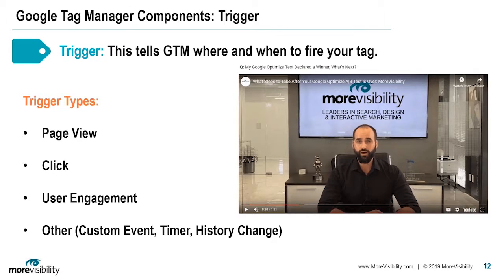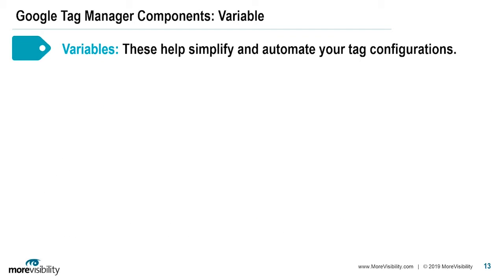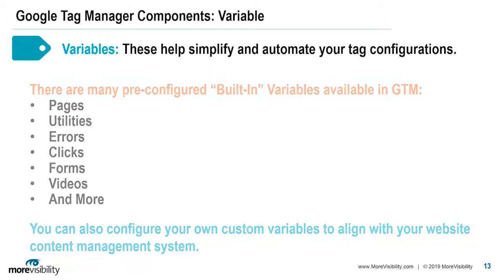Now let's talk about something else called variables. Variables help simplify and automate your tag configurations. Currently, right now, there are many pre-configured or built-in variables that are available in Google Tag Manager right off the shelf. Some of these overarching variable categories are pages, utilities, clicks, forms, and even videos, but there are many more. You can also configure your own custom variables to align with your website content management system, or CMS. So let's break down a little bit further what variables are and kind of give you an example of when these could be useful.